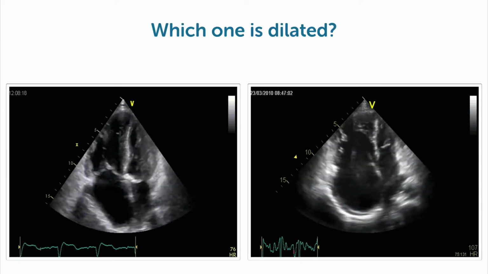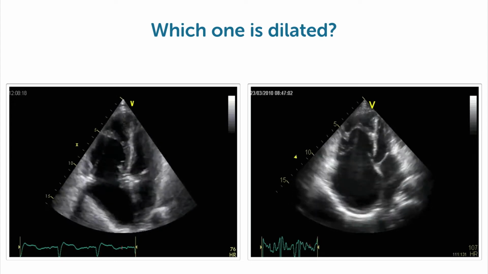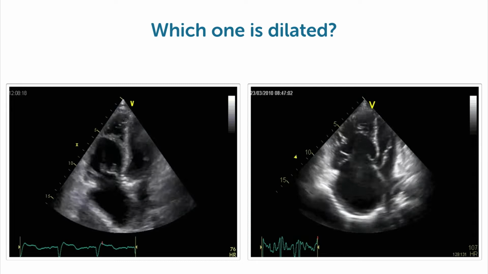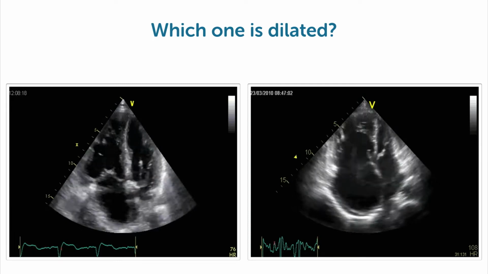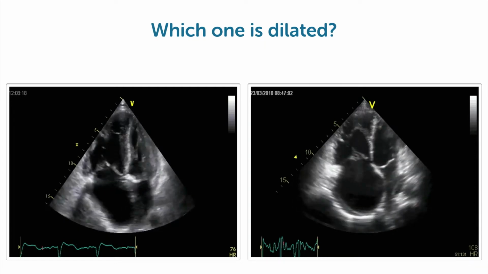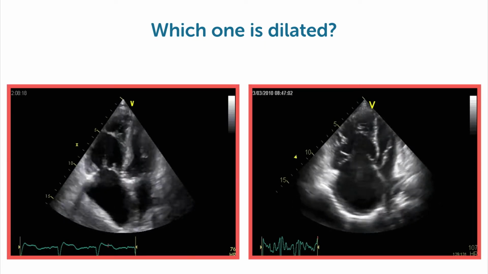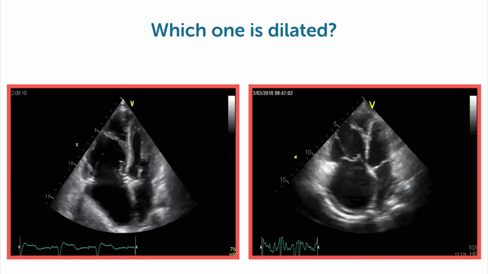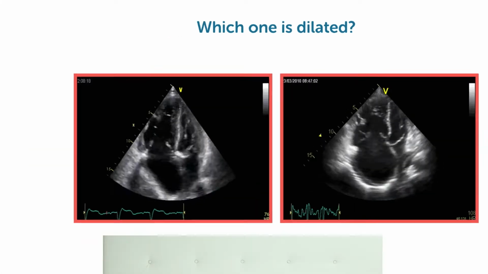And here's a question for you. Which of the following right ventricles do you think is dilated? Well, maybe it's easier to say that the one on the right side is dilated, but actually it's both of them, because when you consider the one on the left, it's still bigger than the left ventricle. So this is also dilated.